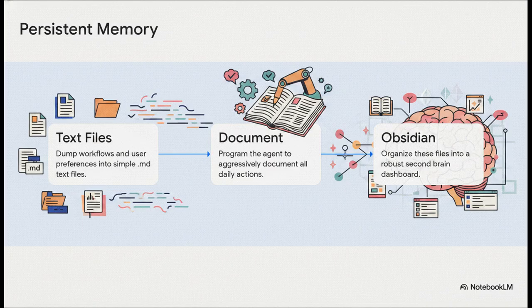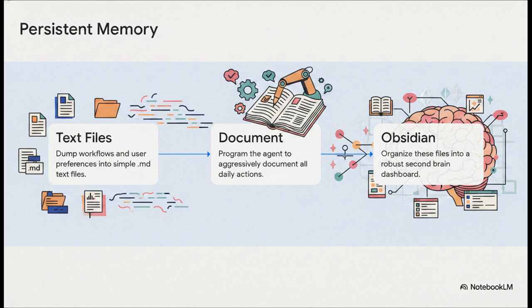Next, and this is the absolutely vital implementation step, you program the agent's script to actively append text to these files. You're basically forcing it to aggressively document all of its own daily actions. So if it researches a topic for you on Tuesday, it writes a quick summary of that research into a markdown file so it actually remembers it on Wednesday.